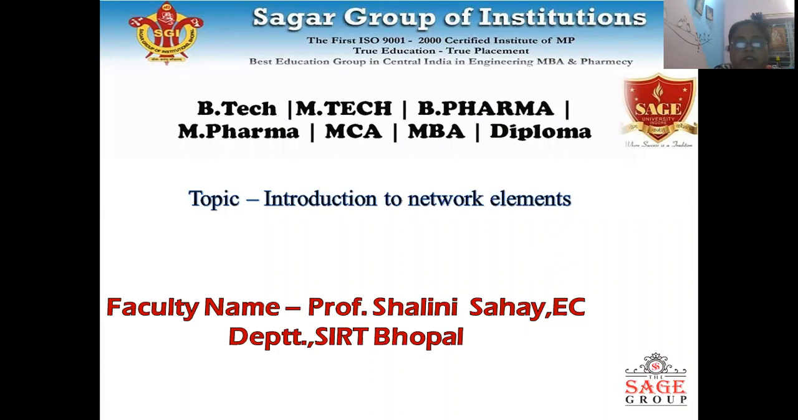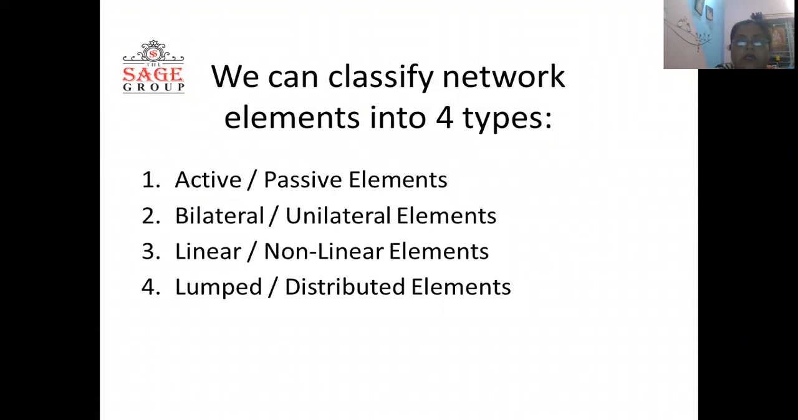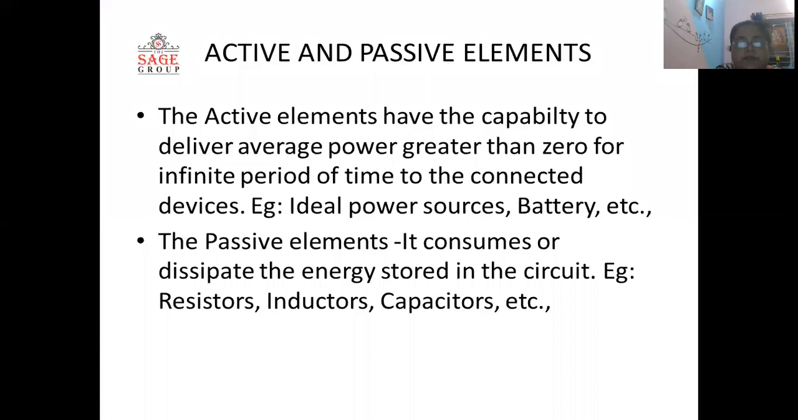Today I am going to discuss the various network elements through this lecture. We can classify network elements into four types. The first, that is active and passive elements, bilateral and unilateral elements, linear and non-linear elements, lumped and distributed elements.